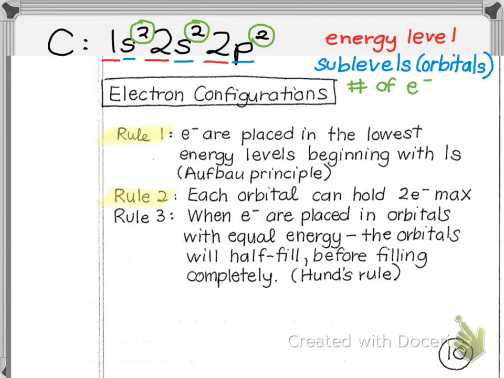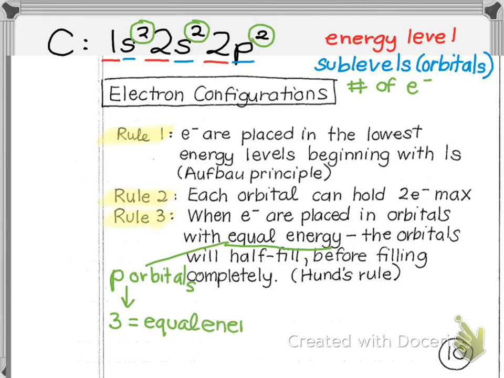The third rule, which I'll demonstrate with something called a box diagram, says that when you place electrons into orbitals, if the orbitals have equal energy, and you might ask what that means, like the p orbitals, we know that in a p sublevel there are 3 of them, and they would all have equal energy. What this rule says is when electrons are placed in orbitals with equal energy, the orbitals will half fill before filling completely.